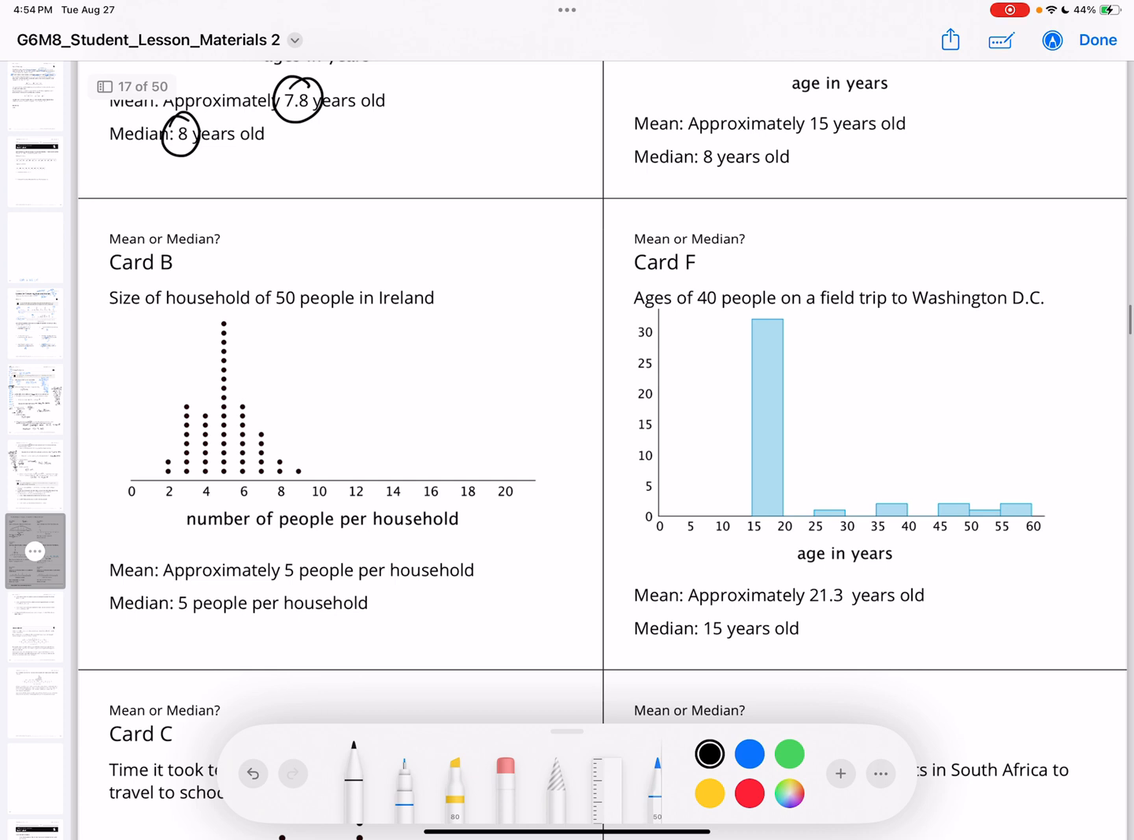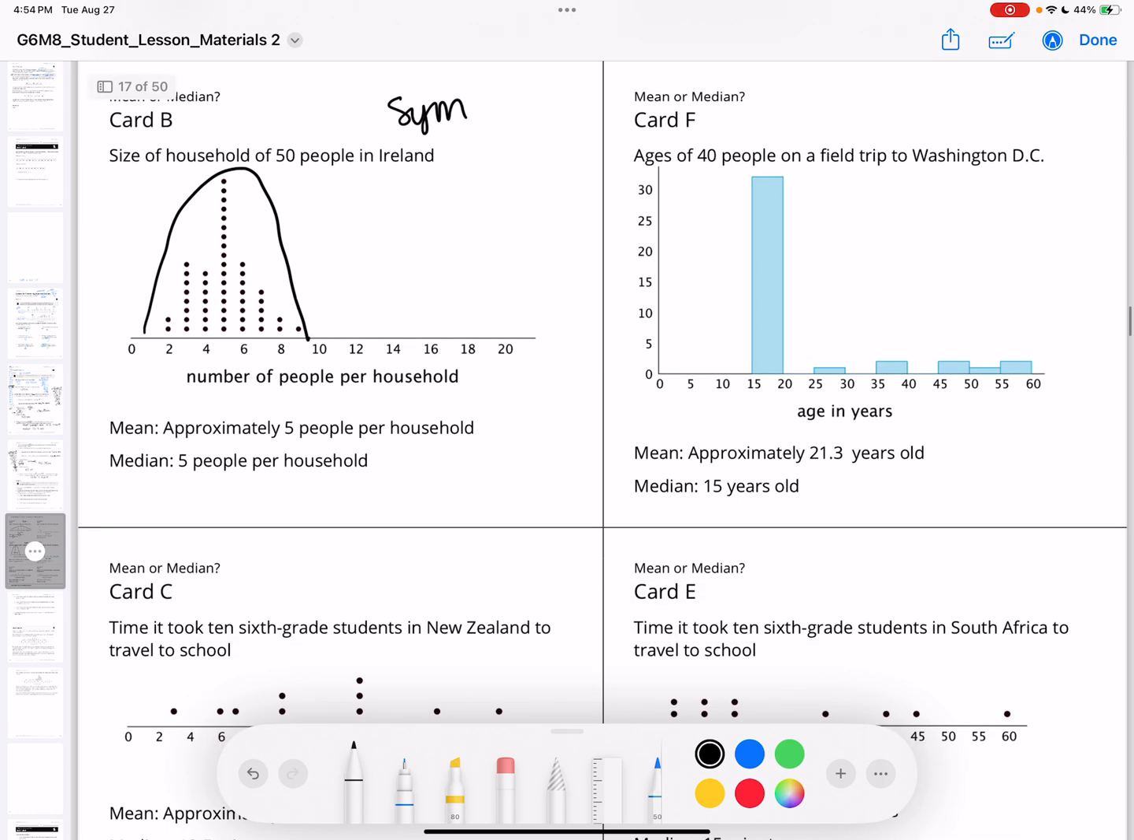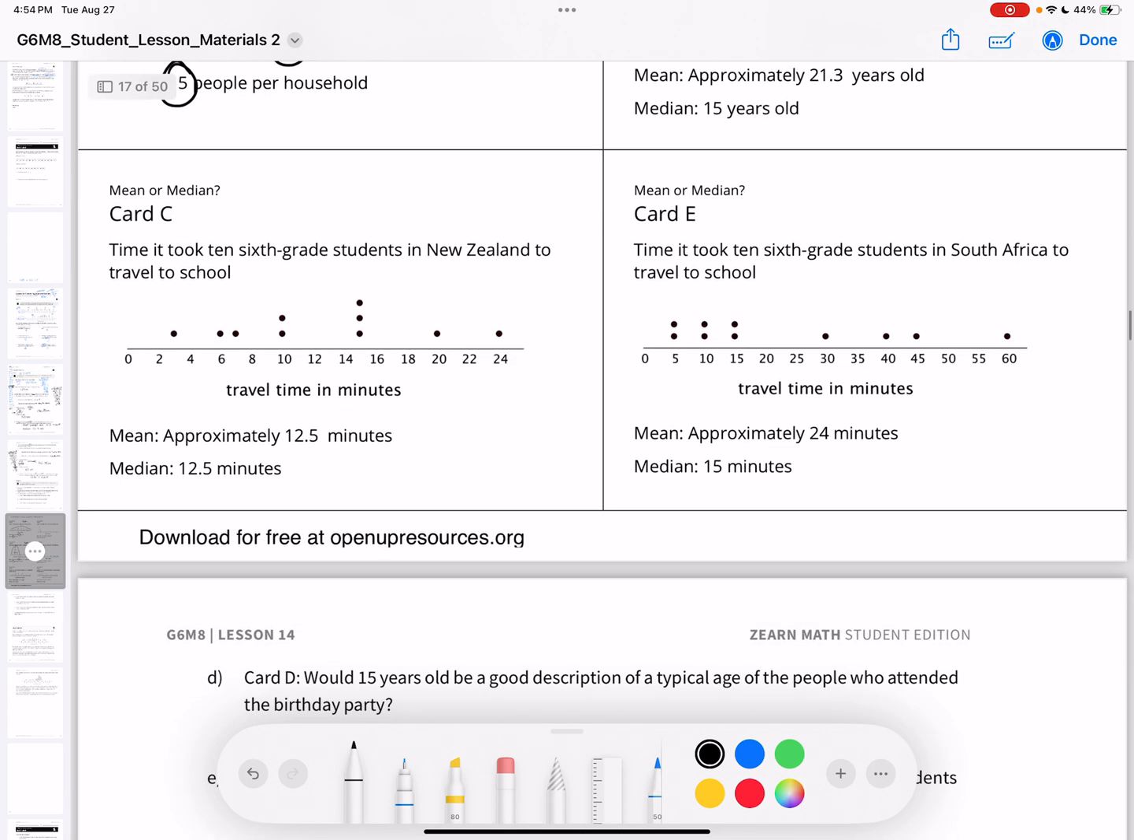Let's go to card B. Size of the household of 50 people in Ireland. Again, pretty symmetrical. So this is symmetrical. The mean, approximately 5 people per household, and the median is 5. Okay. Card C. They're pretty spread out, but I would say pretty symmetrical. And we have the mean of 12.5 and the median of 12.5.